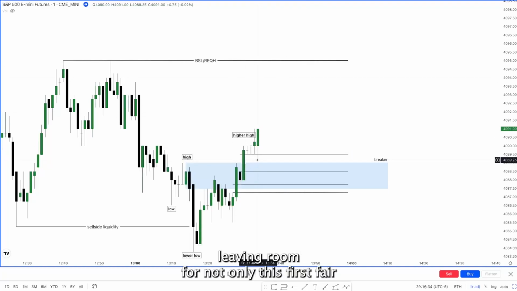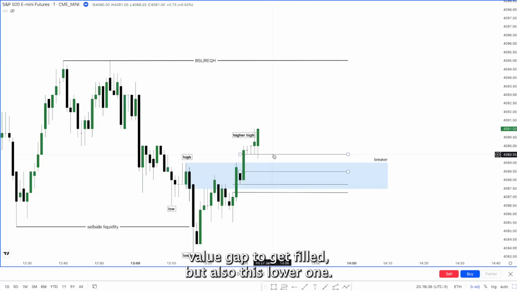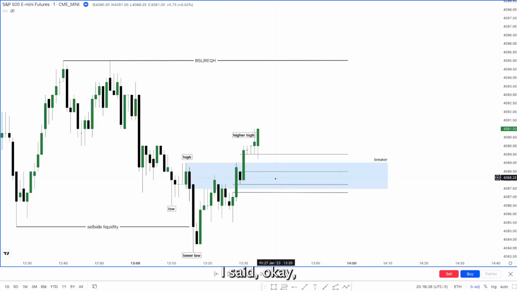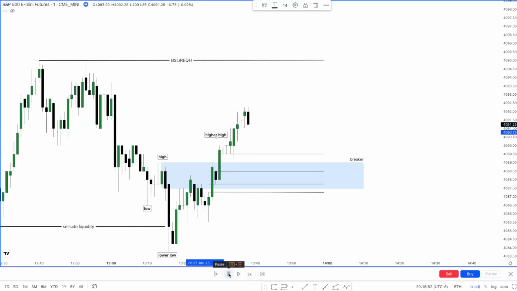So I was okay with these adds. Again, leaving room for not only this first fair value gap to get filled, but also this lower one. I said, okay, I know that there's a possibility that we could trade down to here. So if we do, I'm not going to freak out. I know that that's part of the plan. I'll be okay. Let's continue watching price.